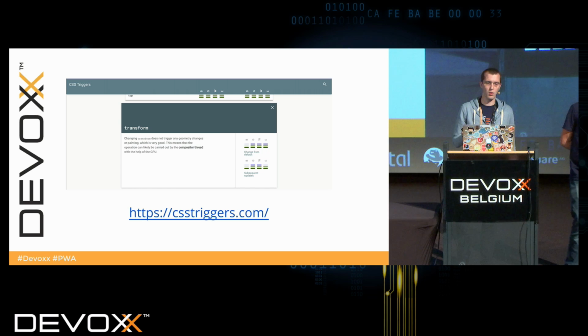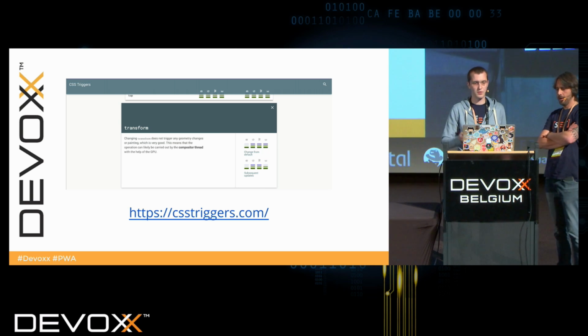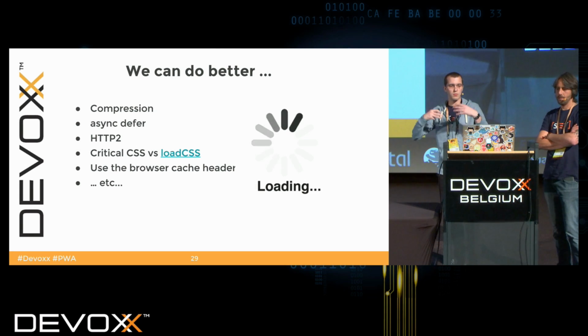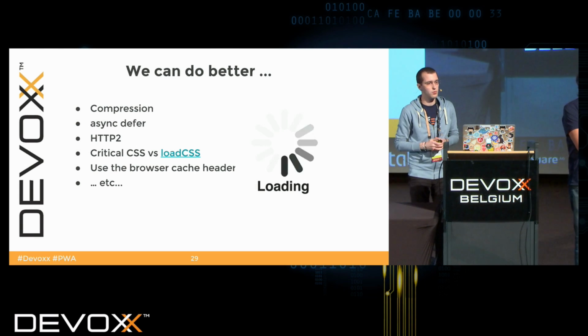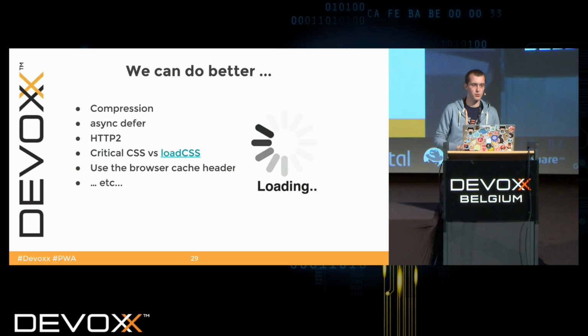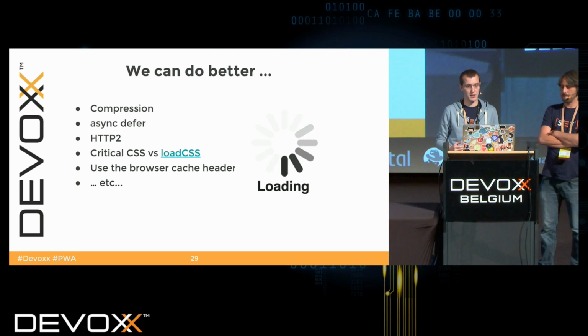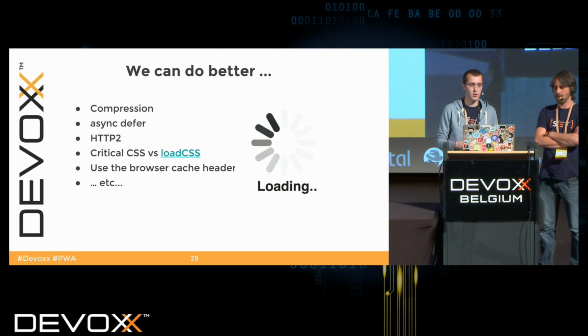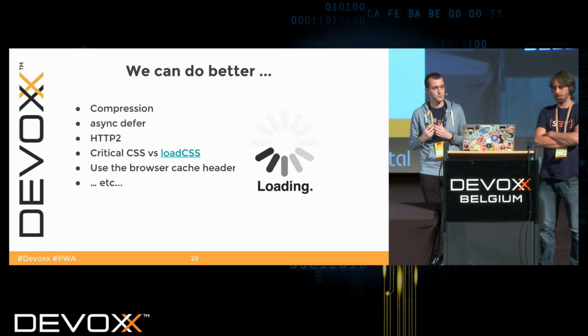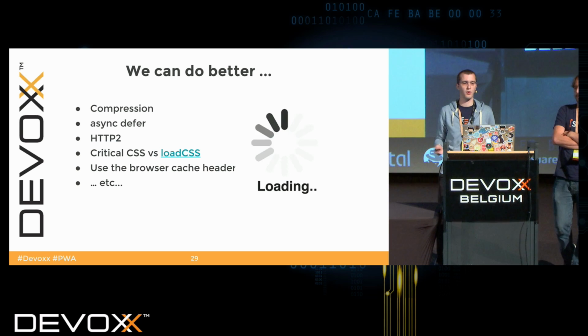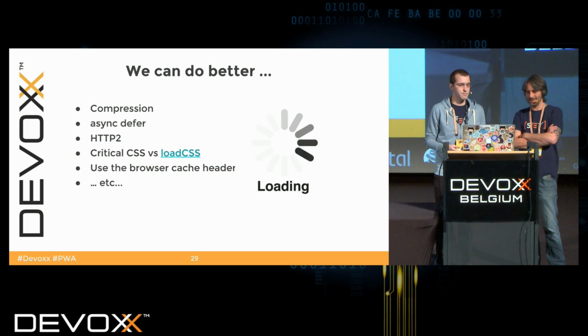So if you want to know more about CSS properties, you can go to csstriggers.com and see what CSS properties do for every render engine. But we can do even better. We have other things to improve performance. We can do compression with gzip. We can use async defer scripts. We can use HTTP2, loadCSS. Because with loadCSS, we can load CSS asynchronously, use browser cache and many other things today.